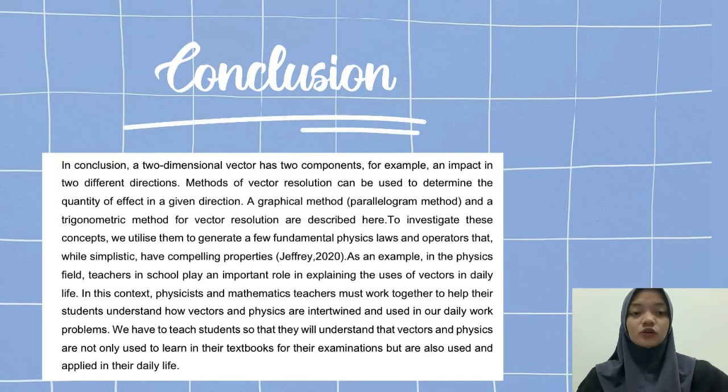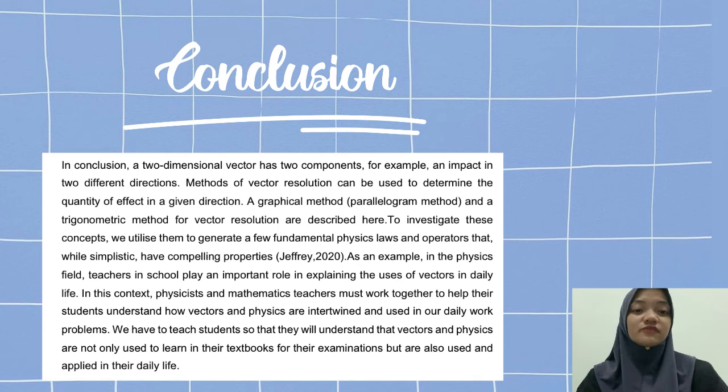So, in conclusion, a two-dimensional vector has two components, for example, an impact in two different directions. Methods of vector resolution can also be used to determine the quantity of effect in a given direction. So, to investigate these concepts, we ought to spend time to generate a few fundamental physics laws and operators that, while simplistic, have compelling properties.